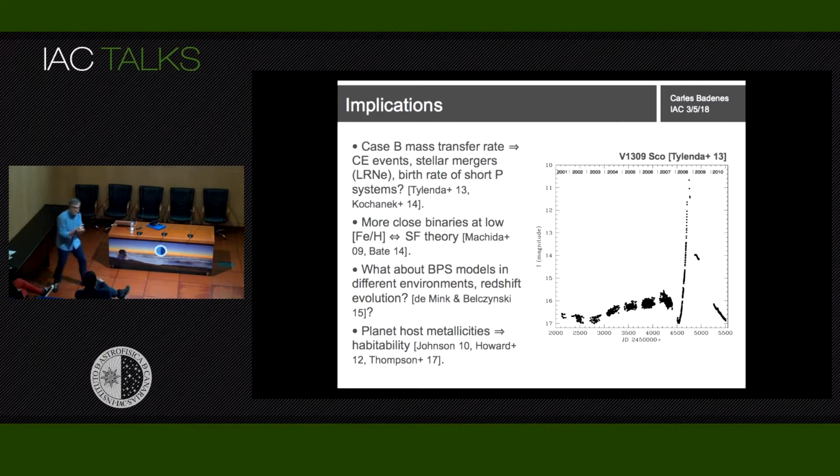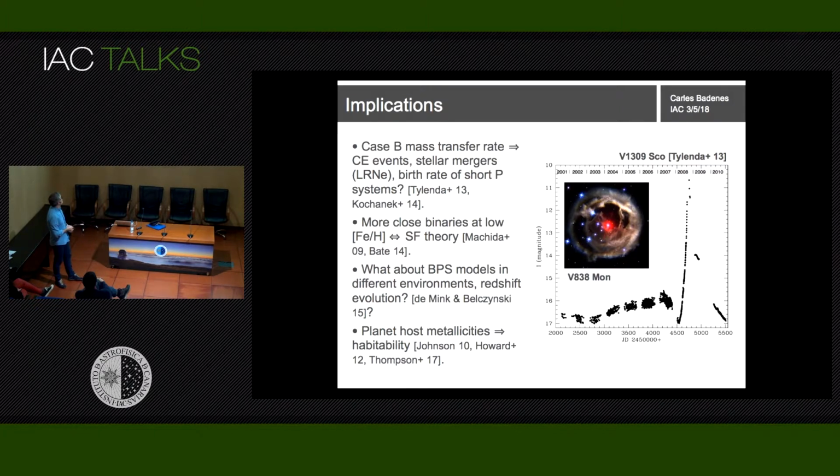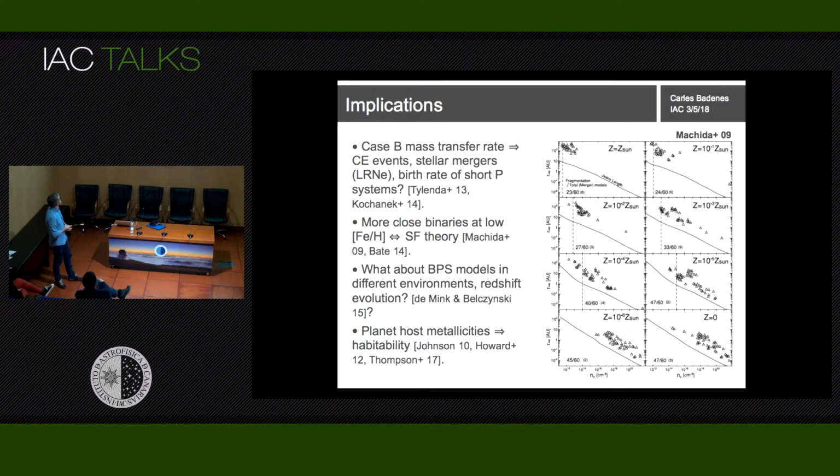It's a key piece. This is the key black box in all binary population synthesis calculations because we do not know how common envelope evolution works. But if we can measure the before and the after, there's hope that we may be able to get physics out of it. Okay? So this is kind of a V838 Mon.